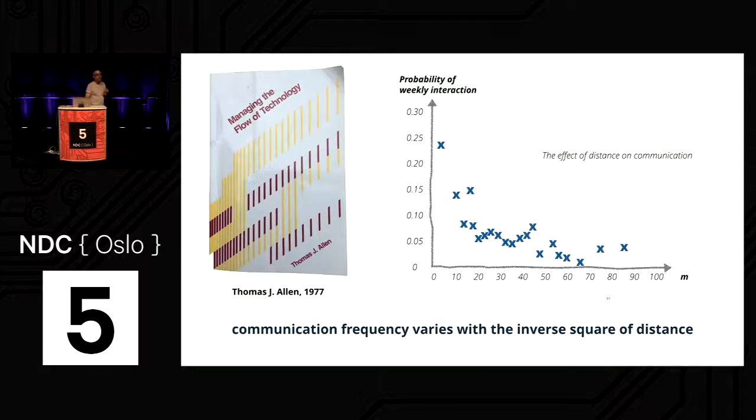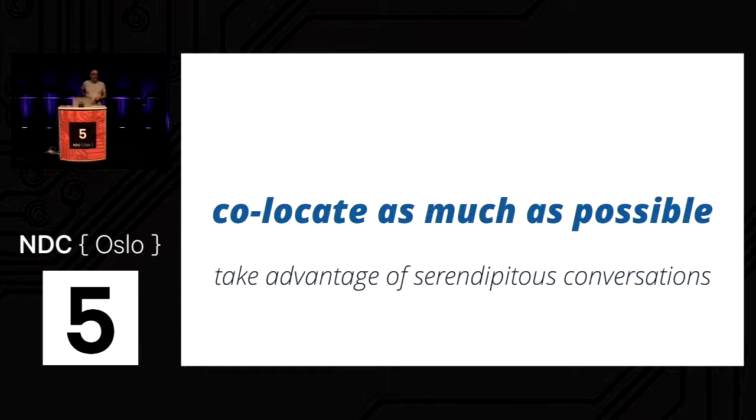But again, this is how ThoughtWorks built our offices originally, taking into account Dunbar's number and Thomas Allen's research. So co-locate as much as possible and take advantage of serendipitous conversations. Now, Slack is great, because Slack and HipChat and the others reduce the effect of this, but they can't solve for it, right? Because it's the serendipitous things that you can't just have on Slack.